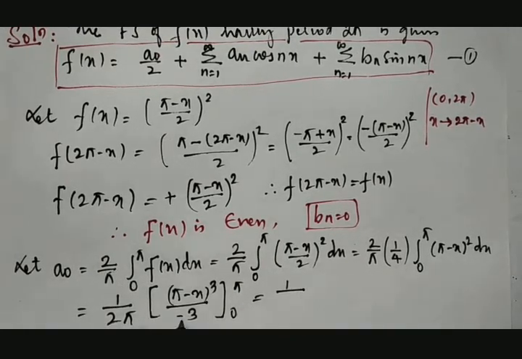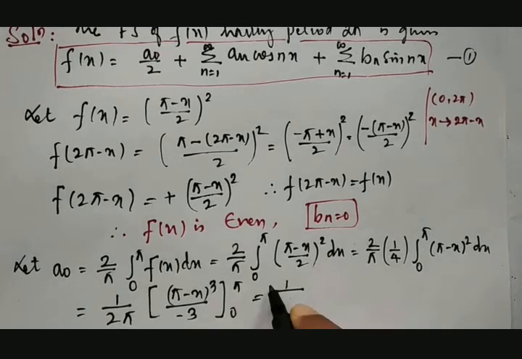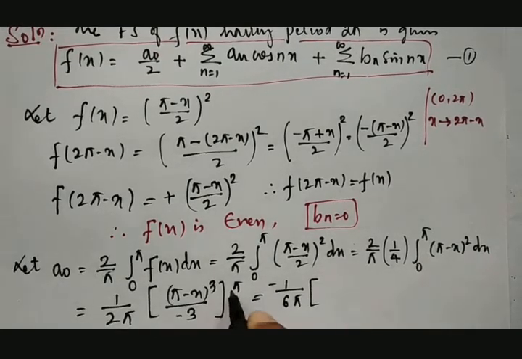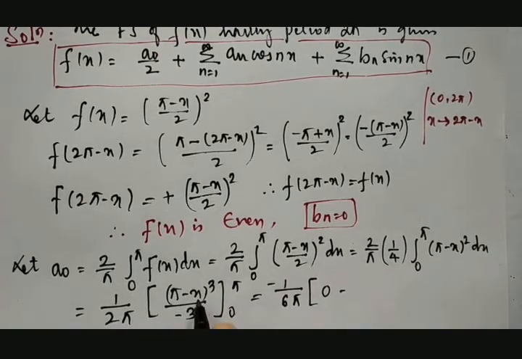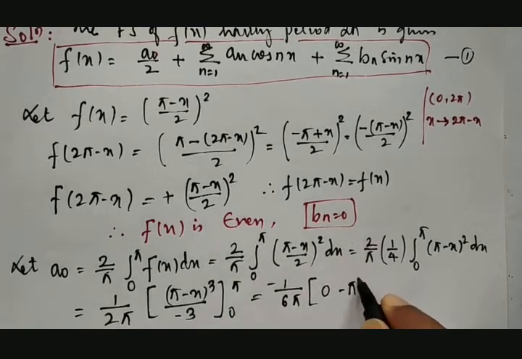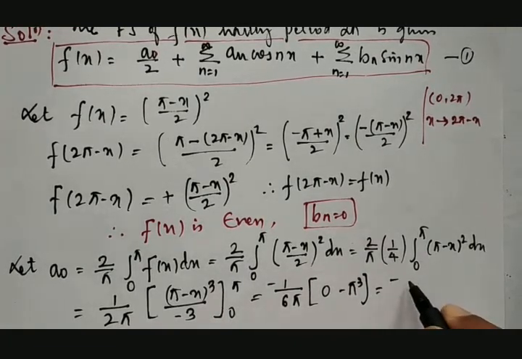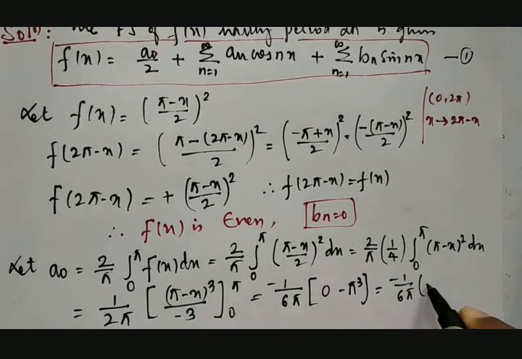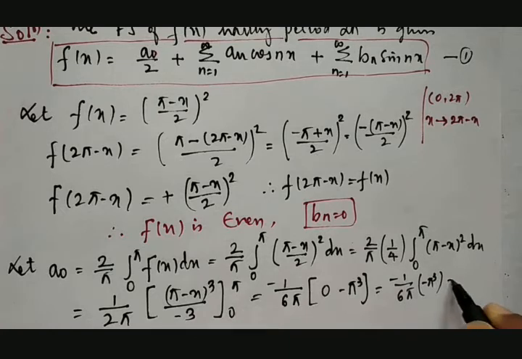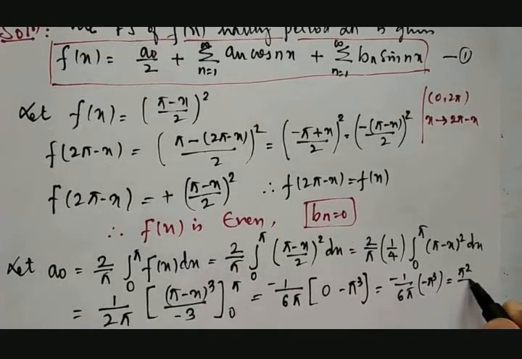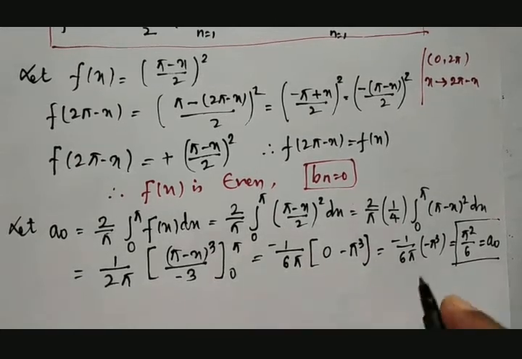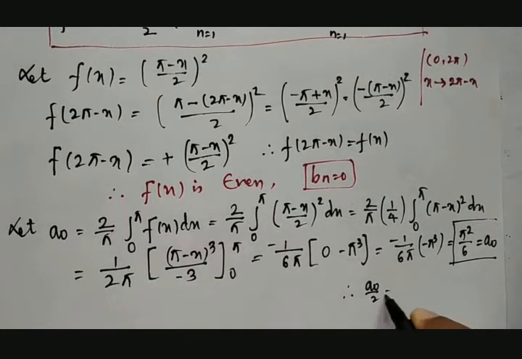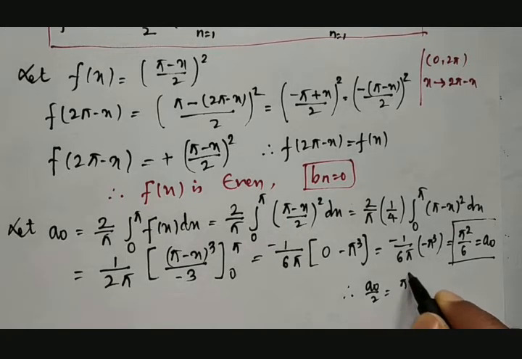Therefore 1 divided by minus 3, if you take it out, it becomes minus 1 divided by 6 pi. Substitute upper limit. In place of x, if you put pi, pi minus pi will be 0. Minus, in place of x, if you put 0, then it becomes pi cube. Therefore it becomes minus 1 divided by 6 pi into minus pi cube. Minus of minus plus, one pi gets cancelled, so it becomes pi square divided by 6. This is a0. a0 is pi square by 6. Therefore a0 by 2 is equal to pi square by 12.